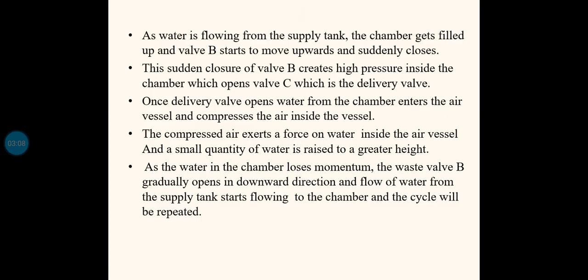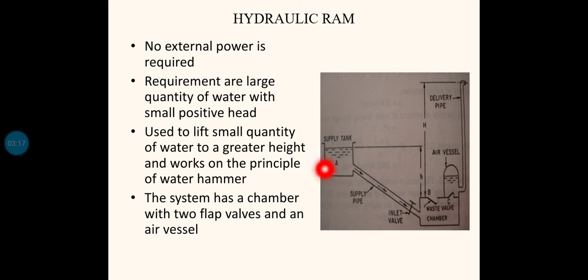Now coming to the working, as the water is flowing from the supply tank, the chamber gets filled up and the valve B starts to move upward and suddenly closes. You can see as the water from the supply tank moves to this chamber, the water level in this chamber gradually increases. That will exert a pressure on this flap valve B, and finally, once the water is filled in it, that means the valve will close.